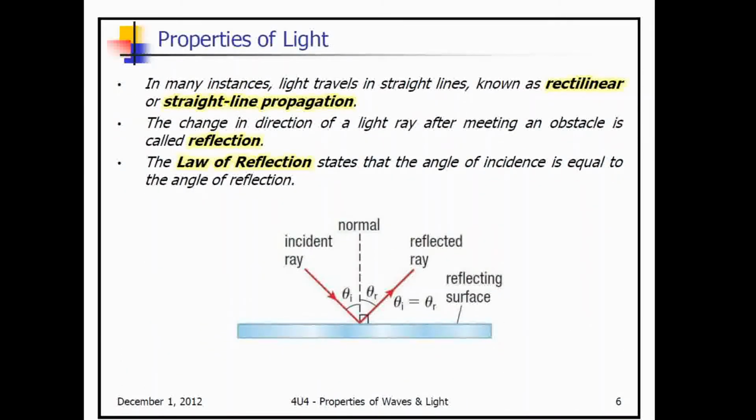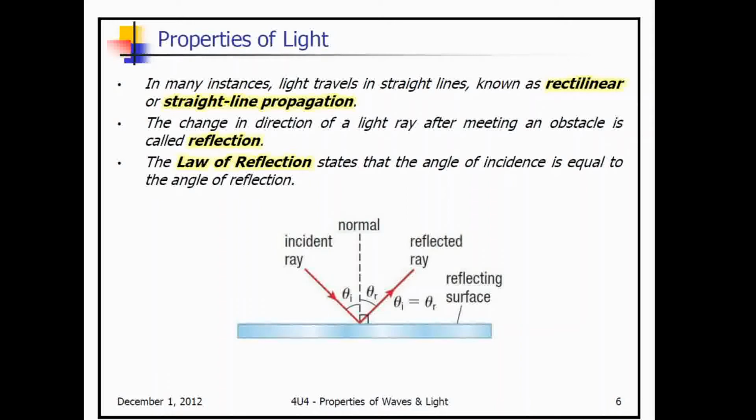So now we're going to move away from waves and talk a little bit about light. Some of the terms we're going to talk about also occur for other types of waves. Light itself is a transverse wave, and these types of things we're going to look at, like reflection or propagation, occur for some other types of waves as well. In many instances, light travels in straight lines. And if something travels in a straight line, we call it rectilinear propagation or straight line propagation.